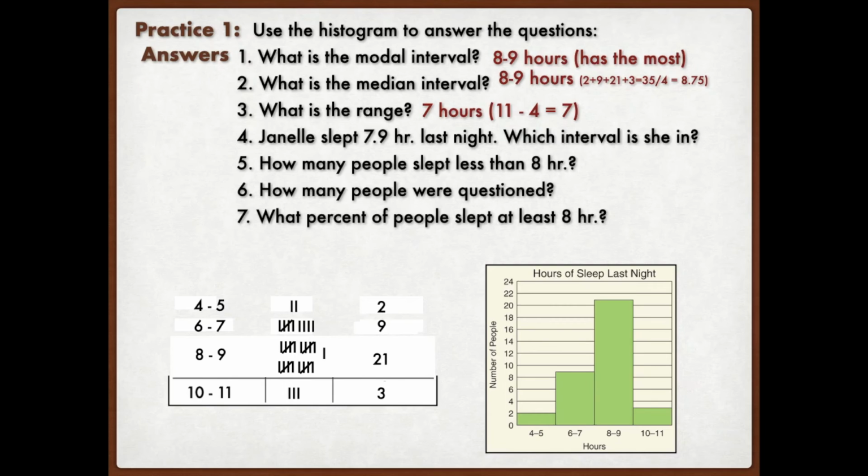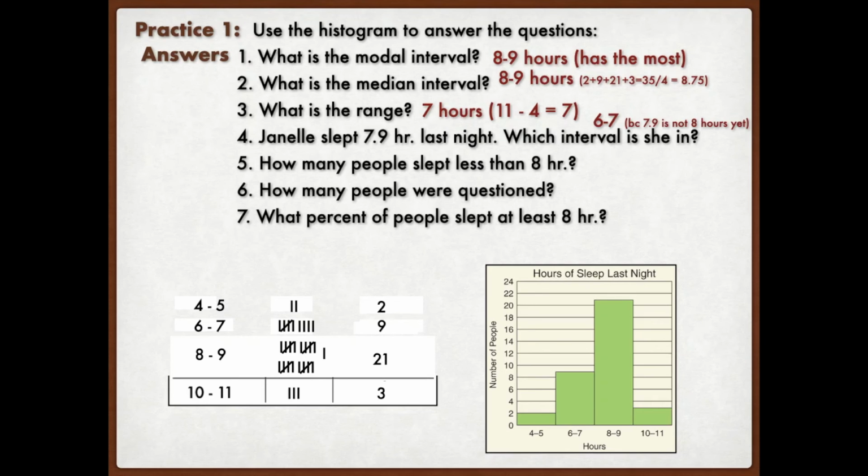Okay, Janelle slept 7.9 hours last night. What's the interval that she's in? 7.9 is not 8 yet, so it would have to still be in the 6 to 7 category because it's 6 up to 7 and then 7 up to 8. So it should be 6 to 7 because it's not 8 yet.